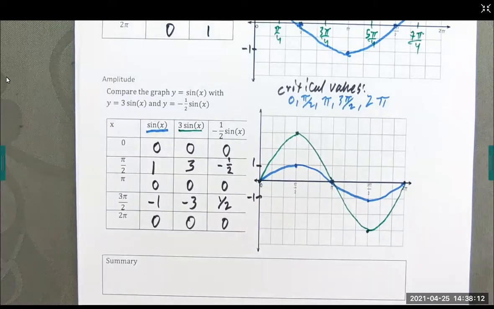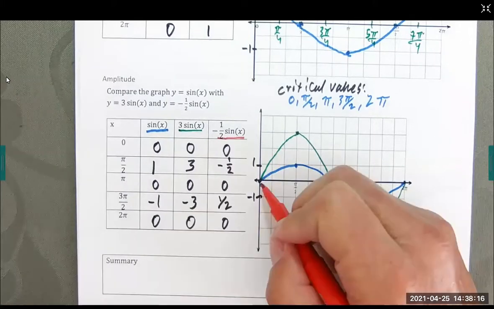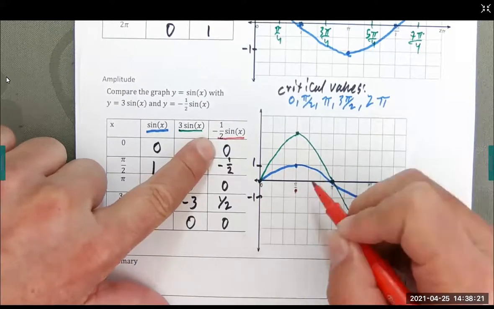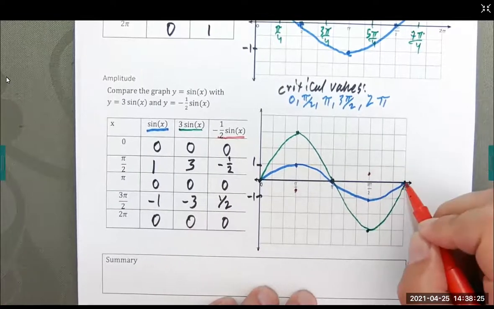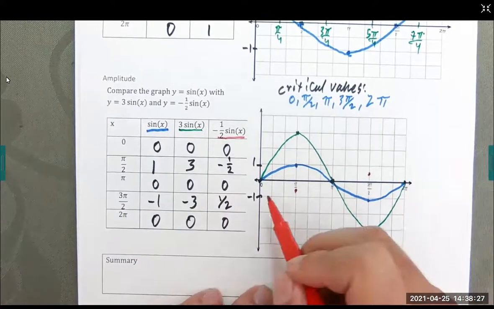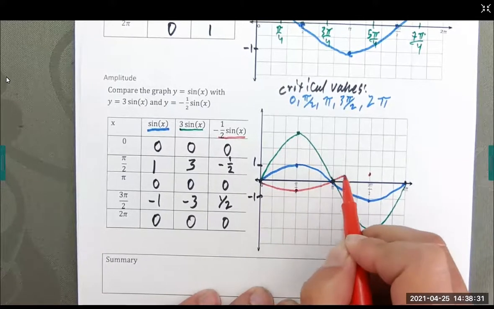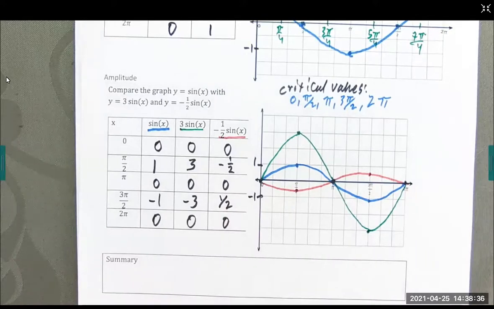And for our -1/2 sine x, we're starting once again at 0. Then we go down to -1/2, so just halfway down there. Then back up to 0. Then only halfway up, and then back down to 0. Notice we start downward. So a smaller amplitude makes it much closer to the x-axis as we do that.